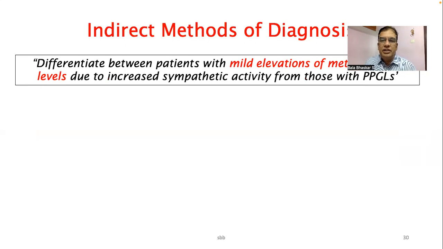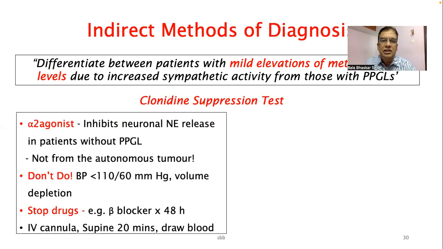There are certain indirect methods of diagnosis. This is applicable when we have doubt. We have only mild elevations of metanephrines, but your mind says there is definitely a greater risk of PPGL in the patient. Of course, it's not the mind alone; it's the clinical features and all the manifestations. We have what is known as the clonidine suppression test. Again, the principle is that clonidine, as an alpha agonist, can inhibit neuronal norepinephrine release in patients without PPGL, but not from the autonomous tumor, because pheochromocytoma is an autonomous tumor.